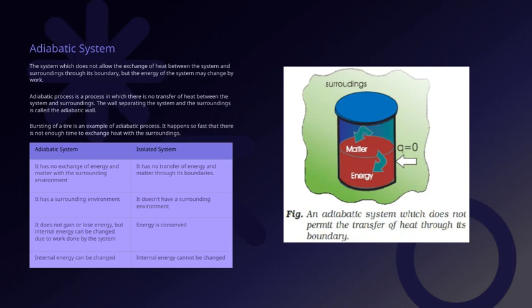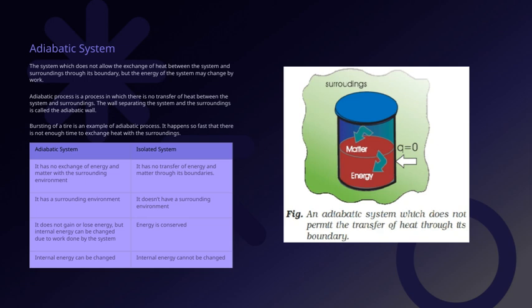Let's take a look at slide 10. First, consider the bursting of a tire as an example of an adiabatic process. It happens so quickly that there's not enough time for heat to be exchanged with the surroundings. An adiabatic process, in general, is one where no heat transfer occurs between the system and its surroundings. The key here is the adiabatic wall, which is the boundary that prevents heat from flowing in or out. A system that is truly adiabatic doesn't allow heat exchange across its boundary. However, it can still undergo changes in energy through work done by or on the system.